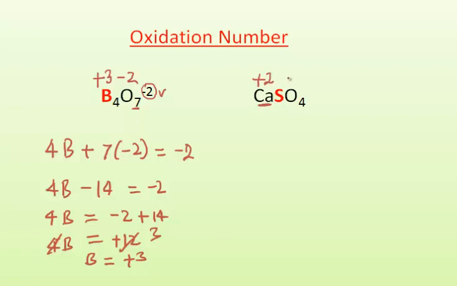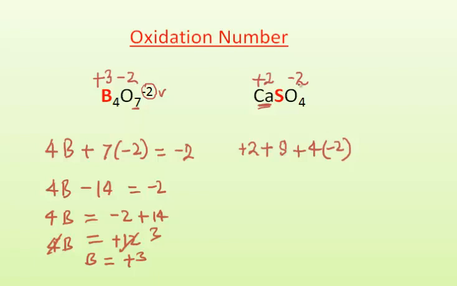Obviously, oxygen has a minus 2 oxidation number. Now we can do the calculation to find the oxidation number of the sulfur atom. There is only one calcium atom, so I put its oxidation number plus 2, and there is only one sulfur atom, so I put the sulfur atom itself here, plus there are 4 oxygen atoms, so I put here 4 in brackets. The oxidation number of oxygen is minus 2, so we put here minus 2.